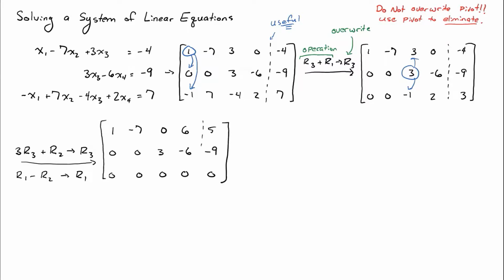Carry out the operations. Notice we have a row containing only zeros. This is fine. If we had all zeros except the last column, it would mean there is no solution. Make the pivots be 1.